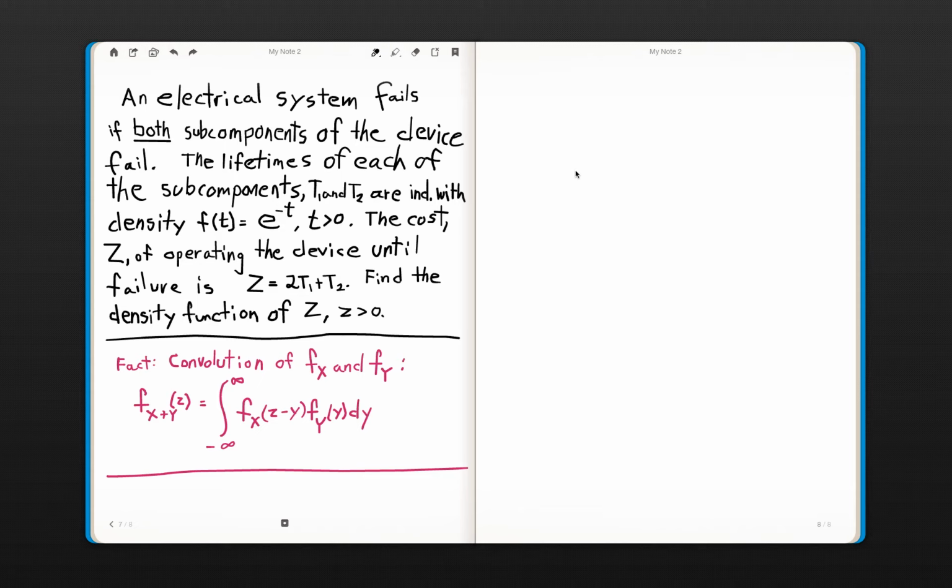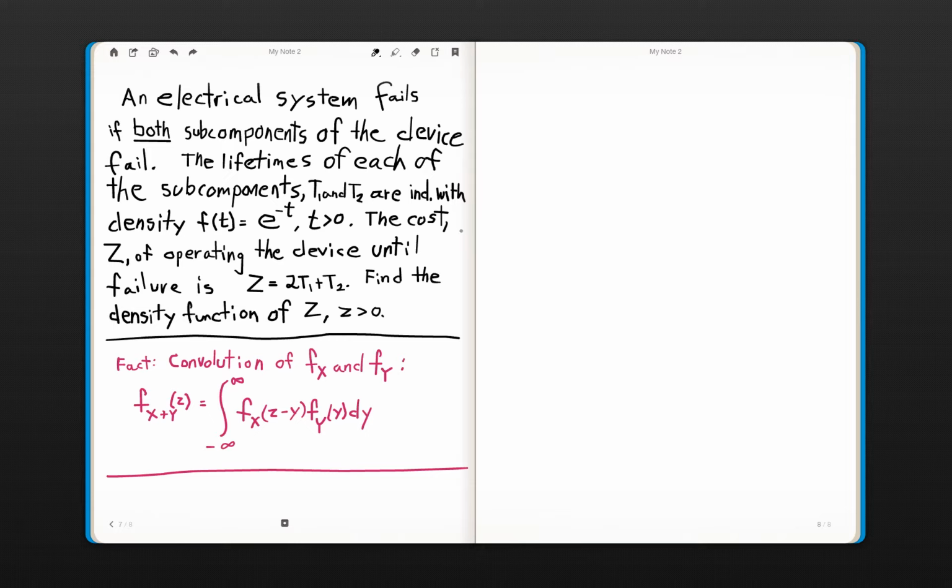This is Dr. Me, and we are going to look at a problem involving an electrical system that fails if both subcomponents of the device fail, where the lifetimes of each of the subcomponents is modeled as a random variable, respectively T1 and T2, and they're independently distributed with density f of t equaling e to the negative t. You should immediately recognize that this is an exponential random variable with lambda equal 1.